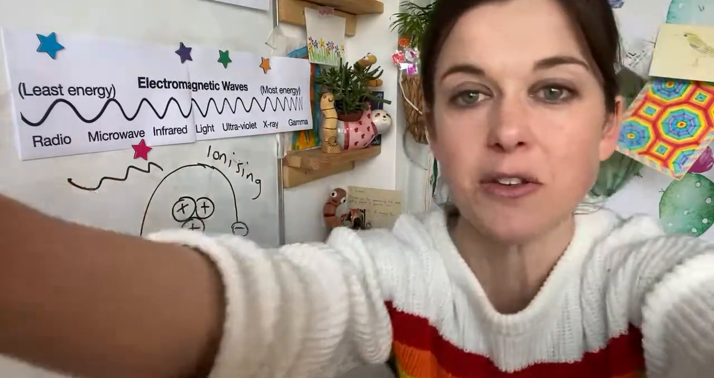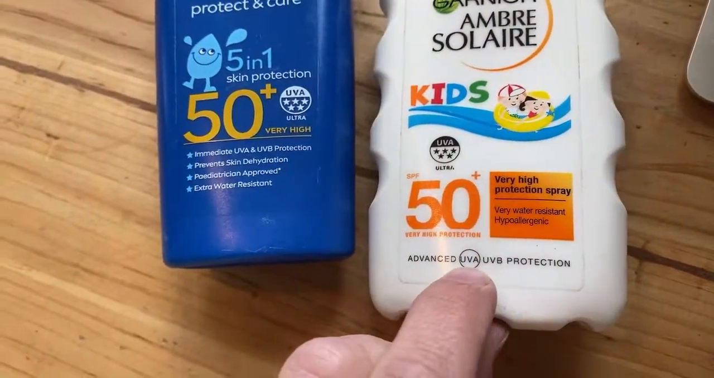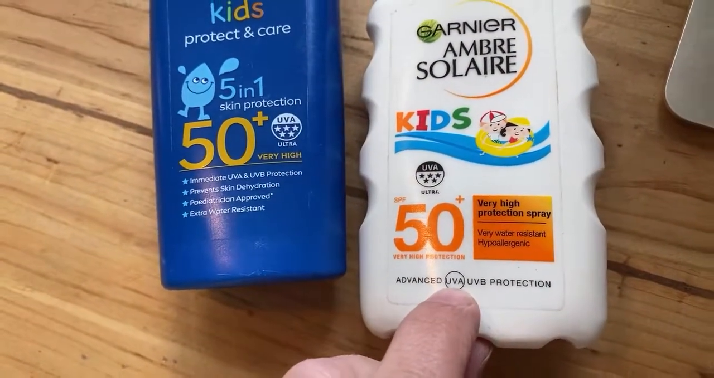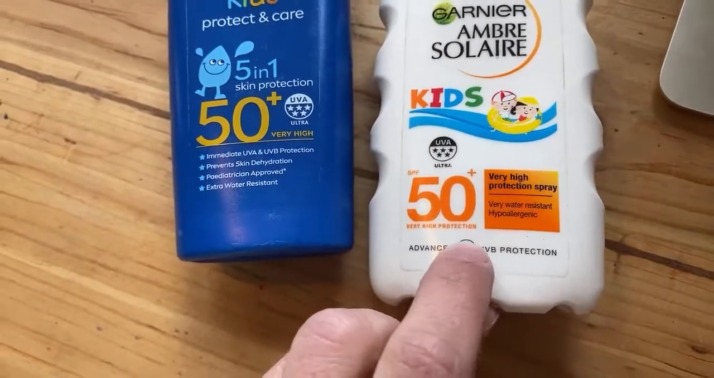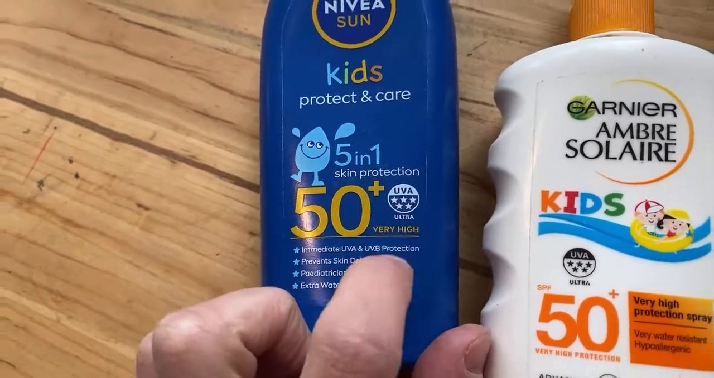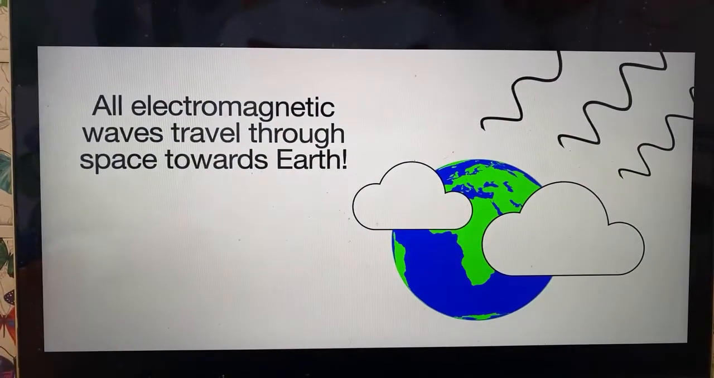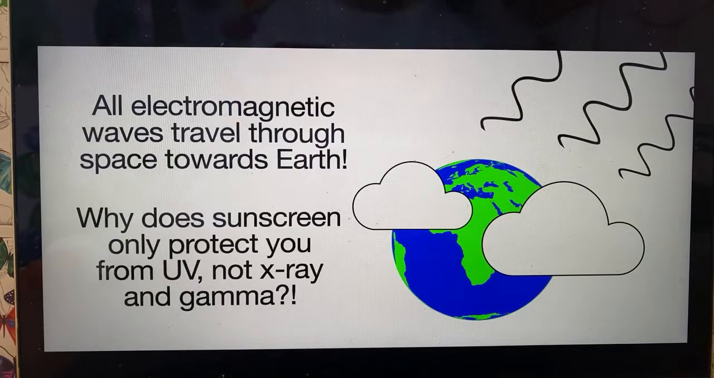And if you've been looking at your sunscreen, you will find they've probably got something to do with UV written on them. This one says UVA, UVB, and UVA's in a circle. This one just says UVA. So they protect you from ultraviolet rays. My question to you is, all electromagnetic waves are travelling through space towards Earth. All of them. Look, you can see it here in this diagram. So why does sunscreen only protect you from ultraviolet and not X-rays and gamma?